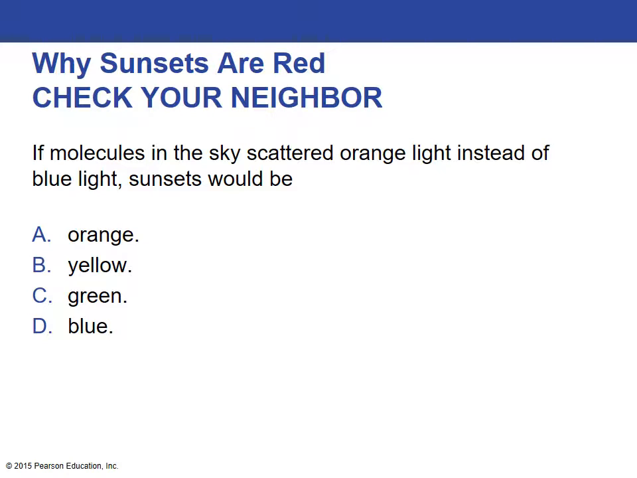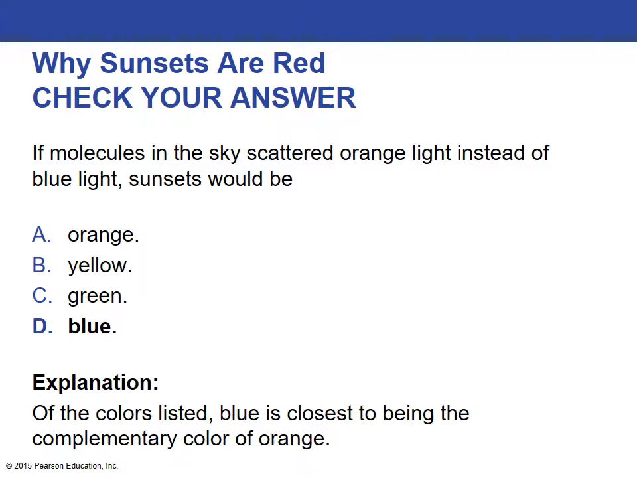If molecules in the sky scattered orange light instead of blue light, sunsets would be orange, yellow, green, or blue. And it would be the opposite, sunsets would be blue. So of the colors listed, blue is closest to being the complementary color of orange.